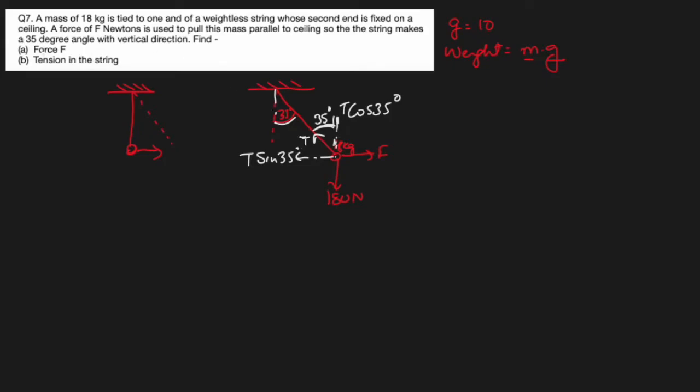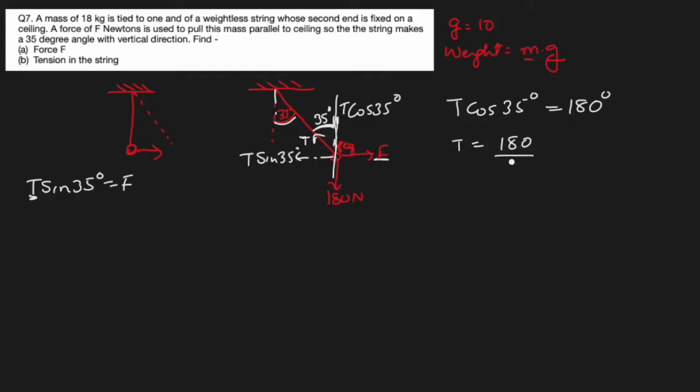So first they are asking us to find F. In the horizontal direction there is no motion, they are in equilibrium. So we will write T sin 35 degrees is equal to F. We can find F from here, but the problem is we don't know T. So let's get the equation of T in the vertical direction. In the vertical direction, T cos 35 is the only force, equal to 180 Newtons. So T equals 180 divided by cos 35.